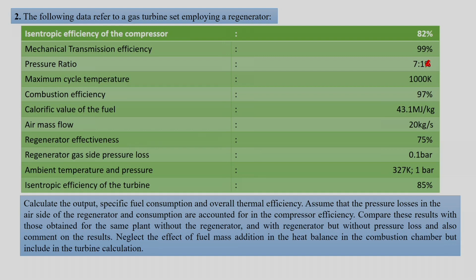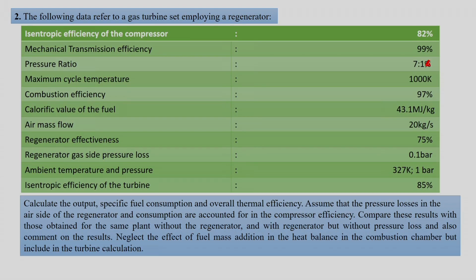Regenerator gas side pressure loss. Gas side means at the exit of the turbine there will be gas which is giving the heat to the air which is going to the combustion chamber. So, there the pressure loss is 0.1 bar. Ambient conditions in temperature and pressure are 327 Kelvin and 1 bar. Isentropic efficiency of turbine is 85%. Calculate the output, specific fuel consumption and overall thermal efficiency.